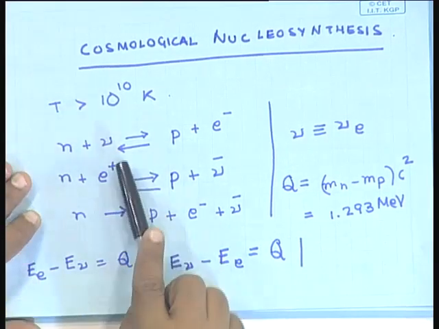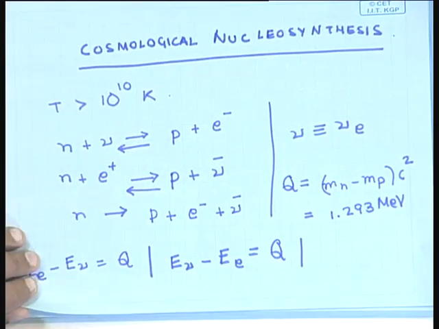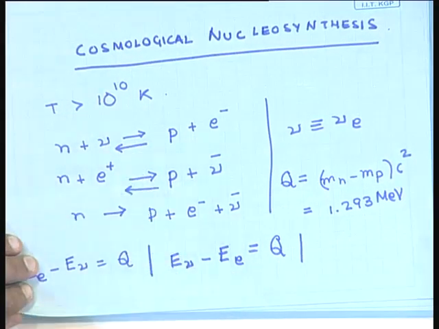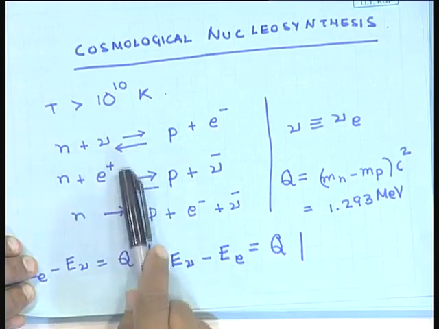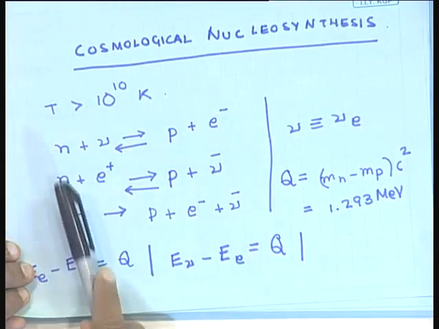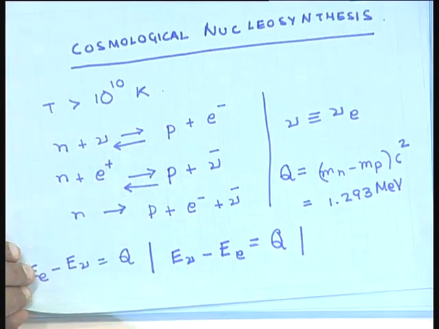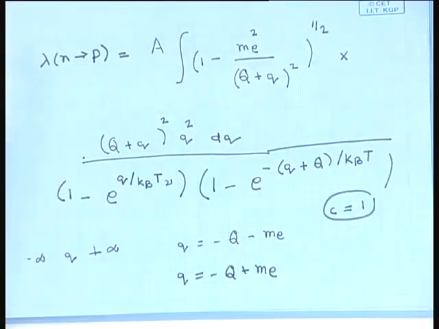These are all mediated through the weak interaction. This is something that I should tell you. This is essentially beta decay, right. Beta decay is something just like this. So, these are all mediated through the weak interaction. Now, we want to calculate the rate. So, this is the combined rate of these reactions together.